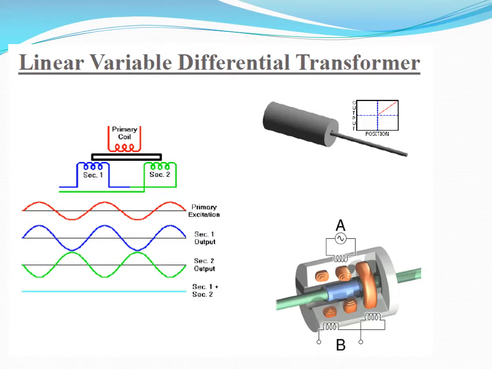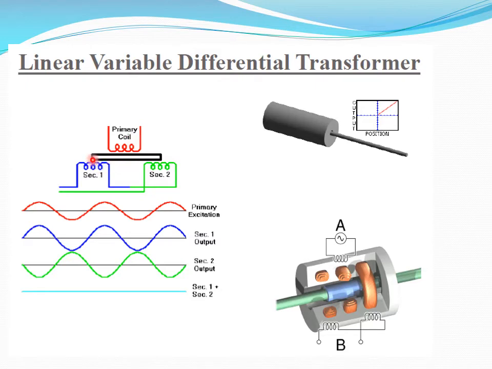Continuing from the previous slide, LVDT, the construction. Physically it looks like this. It has a primary coil and two secondary coils. Two secondary coils, looks like here. Two secondary coils and a primary coil.